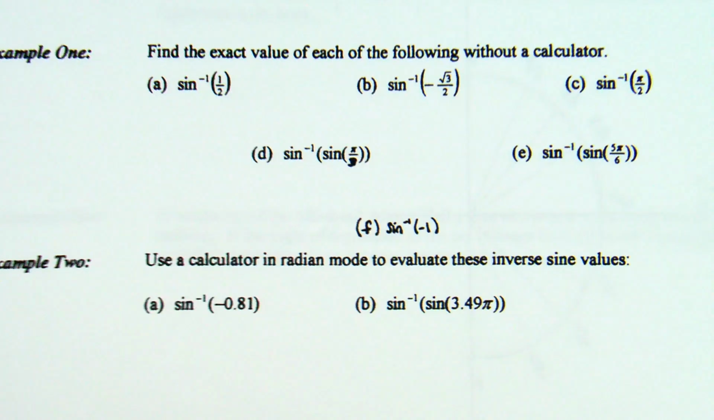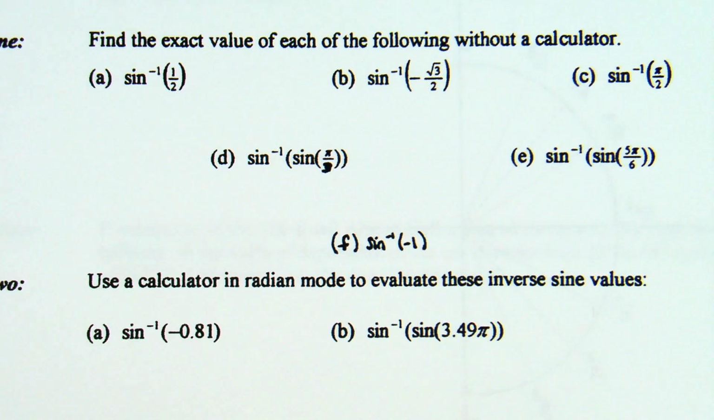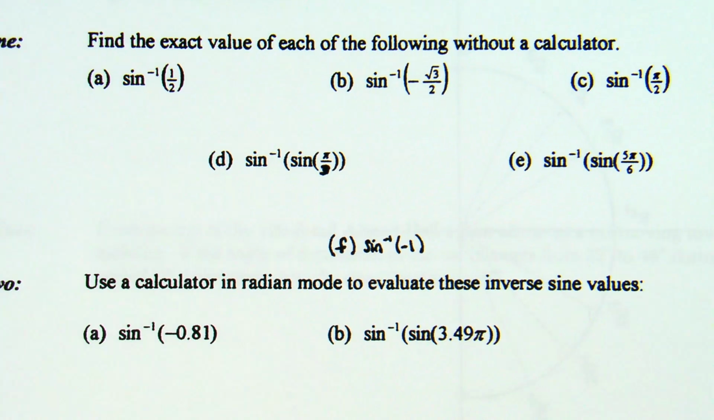You have your chart in front of you? Because your chart's still going to be helpful. Example 1. First of all, it says find the exact value of each of the following without a calculator. Because is your calculator going to give you an exact value? Not necessarily. If it gives you a big old decimal, that's not helpful. So exact value is not using the calculator.